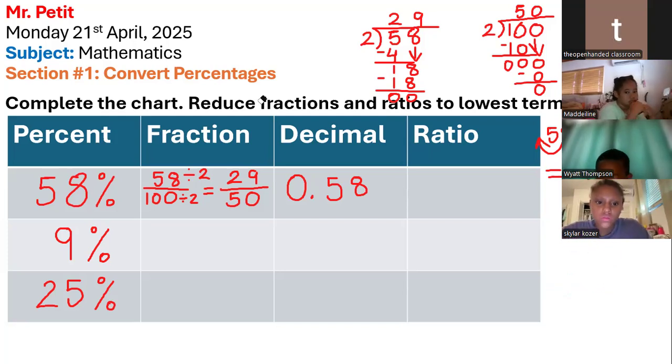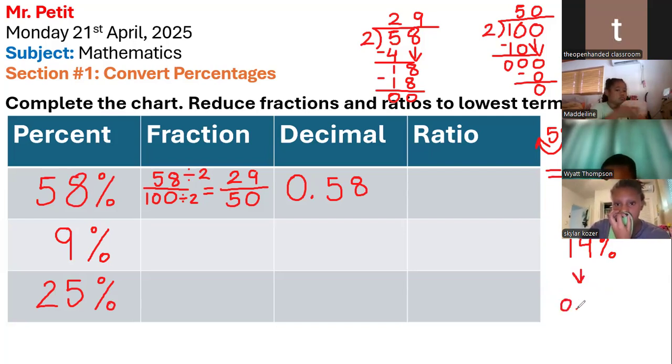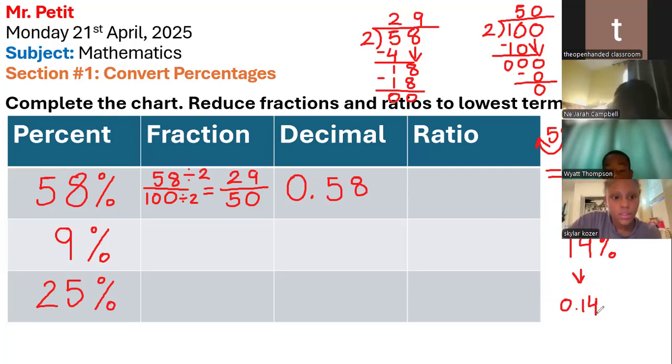So Wyatt, what's gonna be 14% as a decimal? 0.14. 0.14, very good. And Skylar, what is 15% as a decimal? 0.15. 0.15, very good. All right, class, do we understand that? Let me know if y'all understand that. Yes, sir. Good.